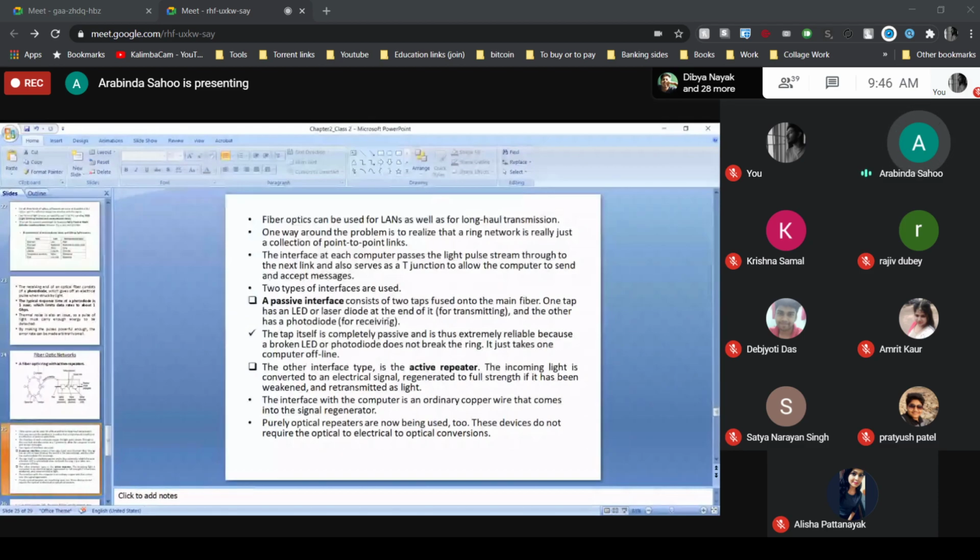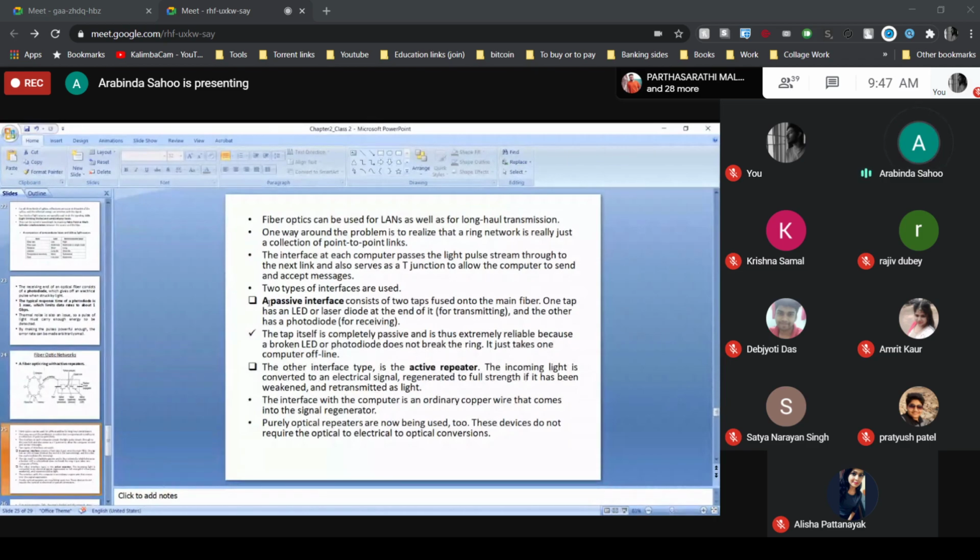Okay, so there are two forms. Number one, write down a passive interface. Number two is your active interface.